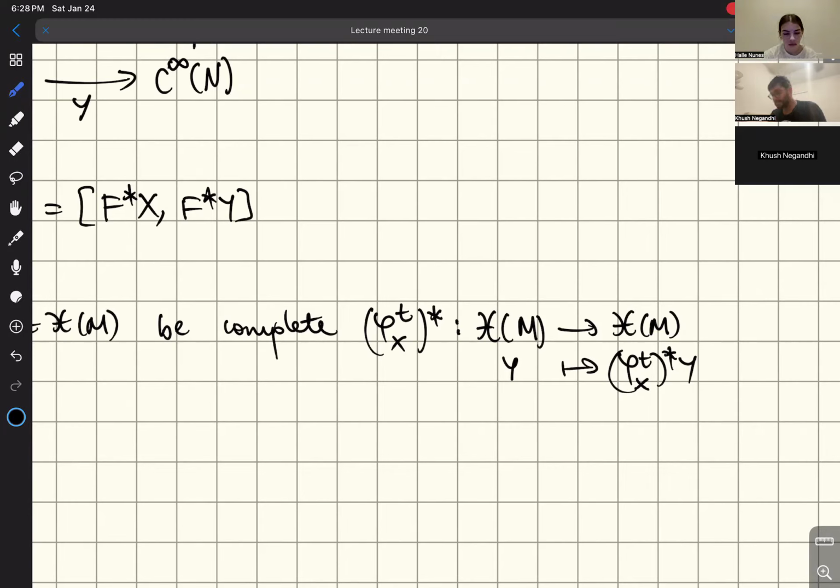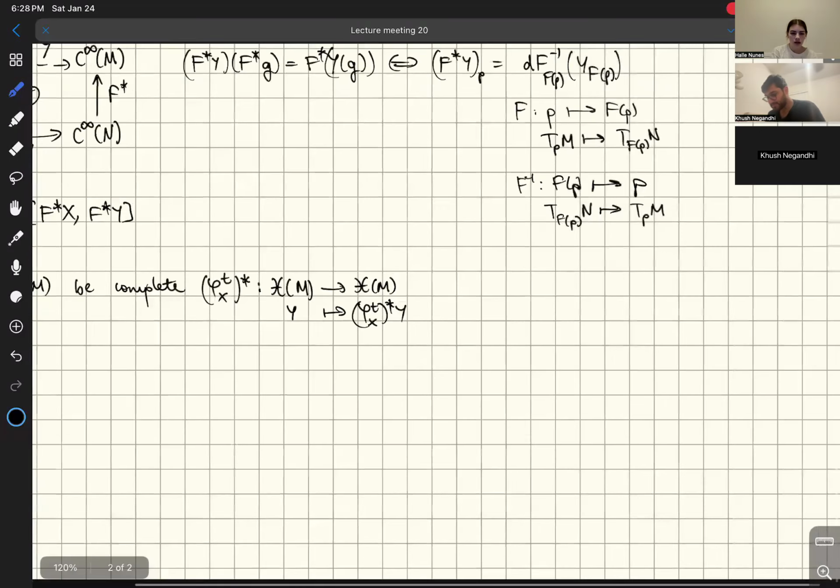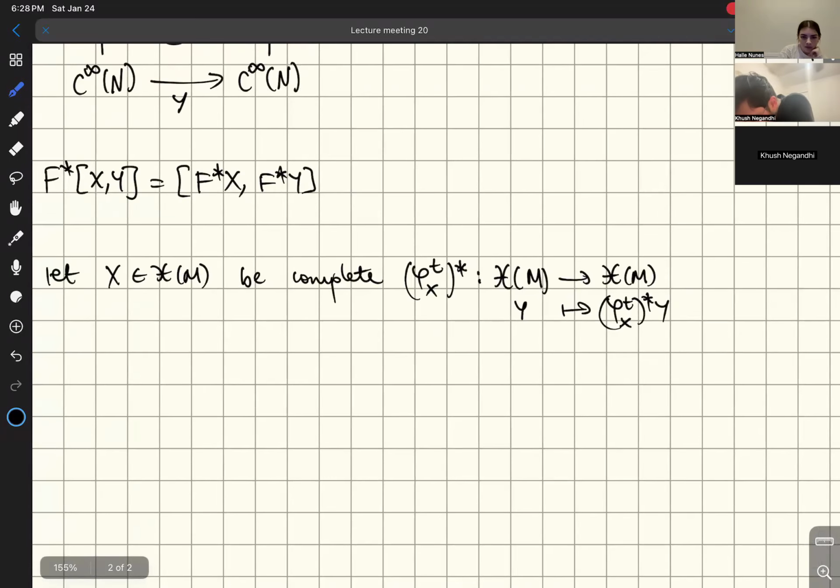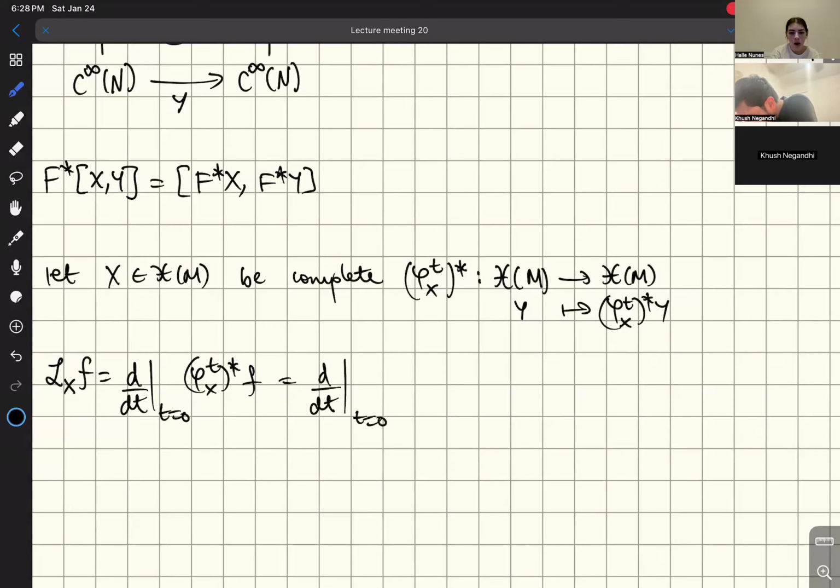Right? And so we get two maps. We get a map like this that works on functions, same thing. We take the derivative at t equals 0 of phi_x,t pullback of f. This one is easier to wrap your head around because it's clearly: if I'm moving in the direction of x and I'm looking at the derivative of the function as I move in the direction of x, what is that?